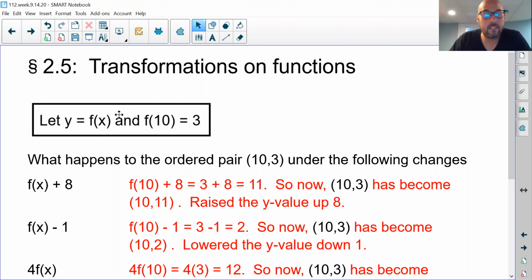Let's define a function, y equals f of x. So we have no idea what this is. It could be a line, it could be a parabola, it could be something crazy, it could be a sine function, it could be anything, as long as it's a function. And we know one specific thing, that f of 10 equals 3. That means this one ordered pair happens to be on this function. If I were to graph it, (10, 3) would be on that graph.